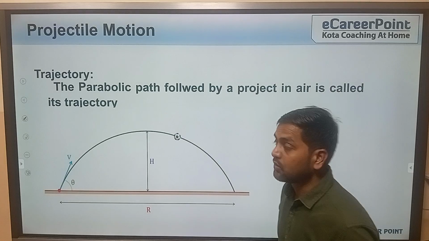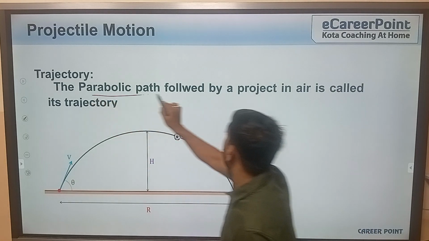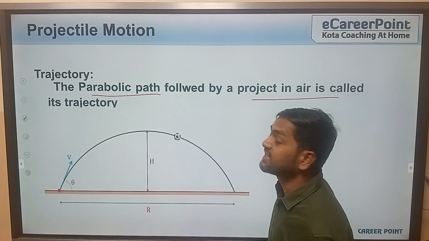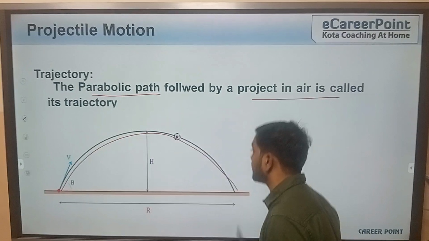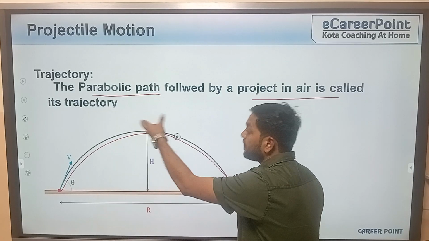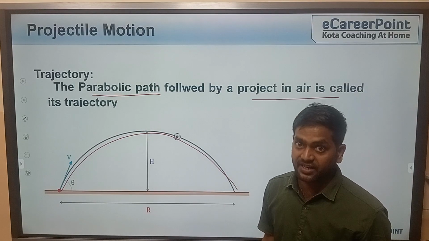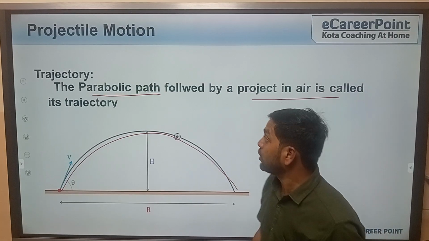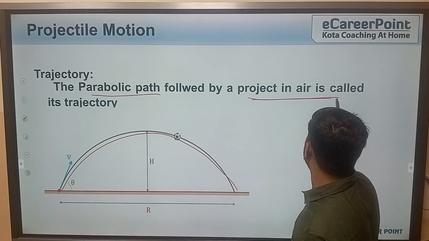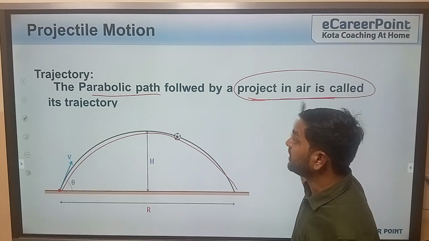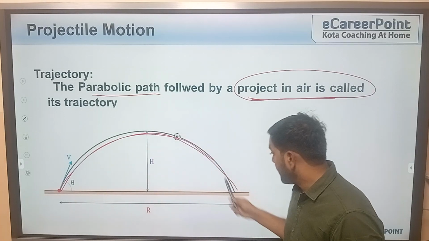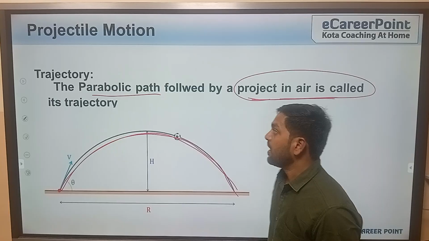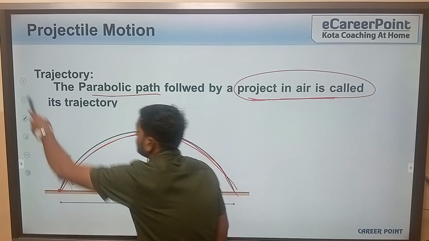Here, trajectory. What is trajectory? The parabolic path followed by the projectile in air is called a trajectory. Is this path the parabolic path or not? Yes. So this path is called the trajectory. So the parabolic path followed by a projectile in air is called trajectory. So the trajectory of this ball here is parabolic. Next we'll see the height.